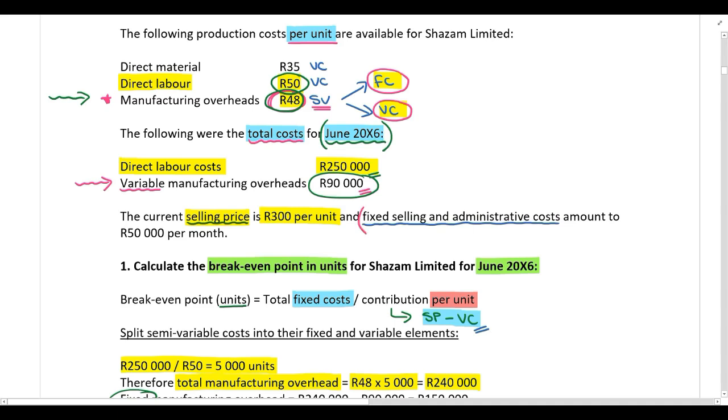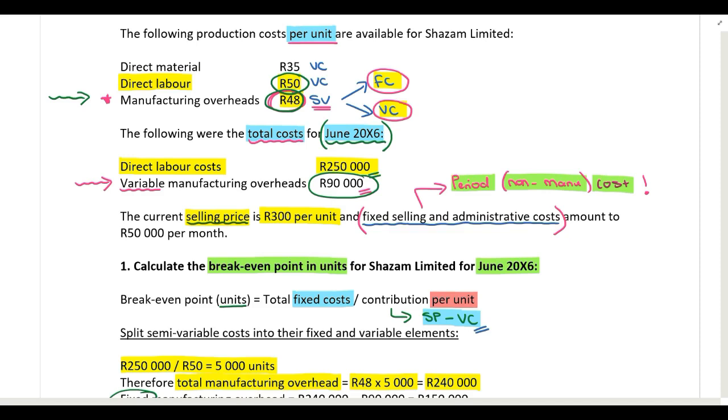And we were also given fixed selling and admin costs. Now, please be careful here, guys. This is a common mistake made by students. Often when performing a break-even calculation, students want to ignore period costs or non-manufacturing costs. And that is incorrect. The break-even point is the point where the company does not make a profit or a loss. So any cost that affects profit or loss must be taken into account in this calculation. So fixed selling and admin costs, even though this is not a manufacturing cost, so even though it's not a product cost, it is a period cost, it won't be included in the value of inventory, it will be expensed in the period incurred.